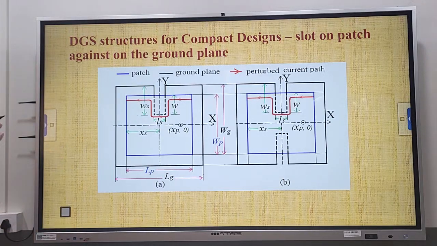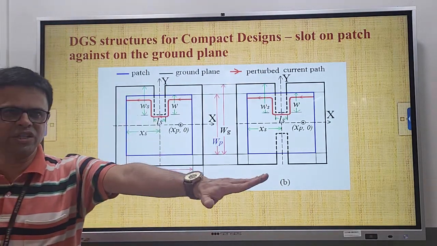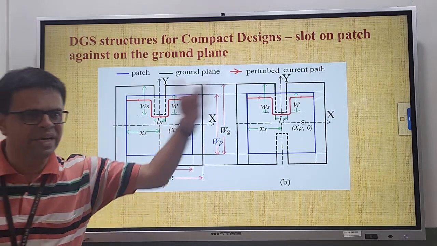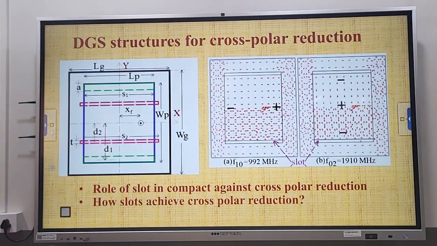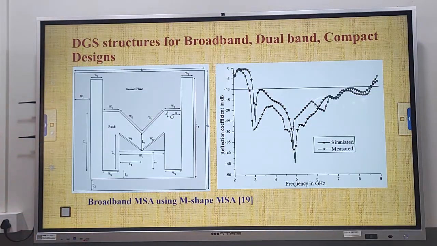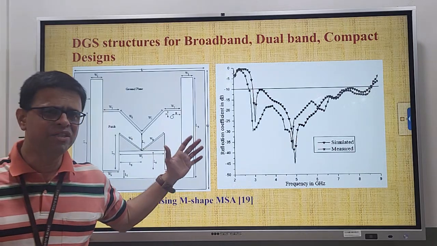So the first technique for defected ground plane structures was cross polar reduction. It all started from there. Then this compact thing came. Now similarly, wideband antenna designs have evolved. So many iterations and so many different configurations are there. I have just shown you one.